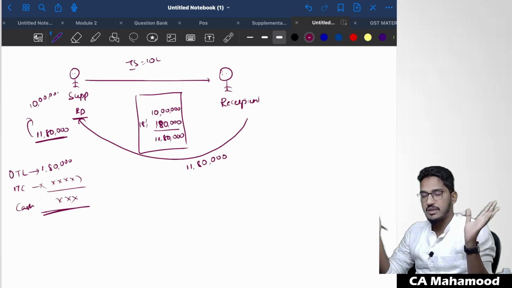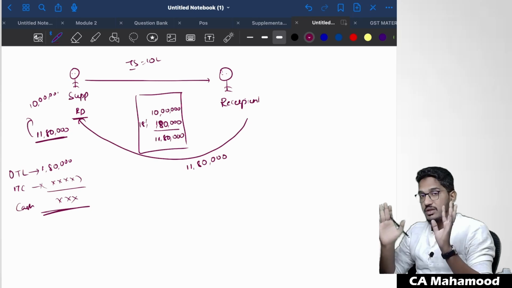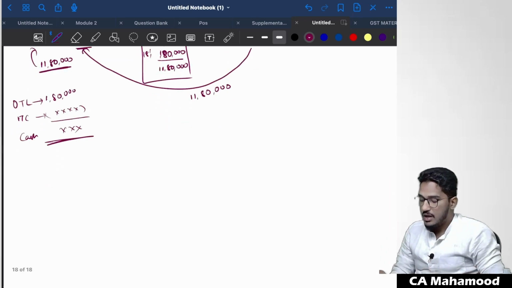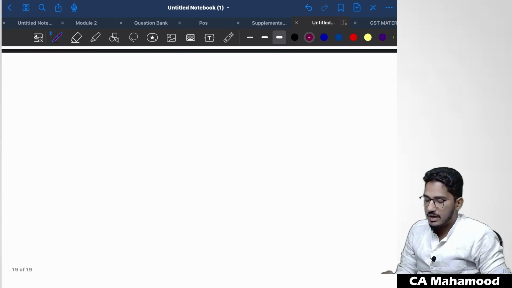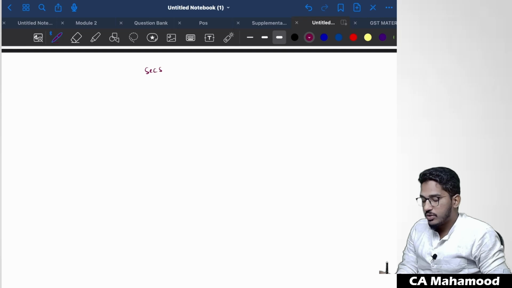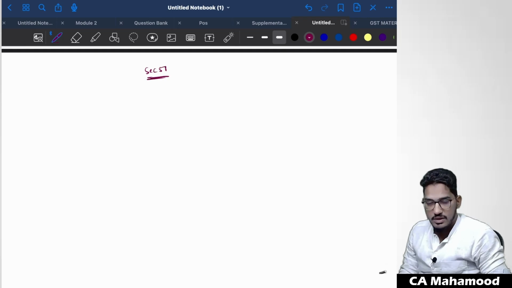Whatever balance amount is there, that will be paid in cash. This is a general GST transaction. But section 51 is telling that there will be a concept of TDS. Sir, what is this TDS?